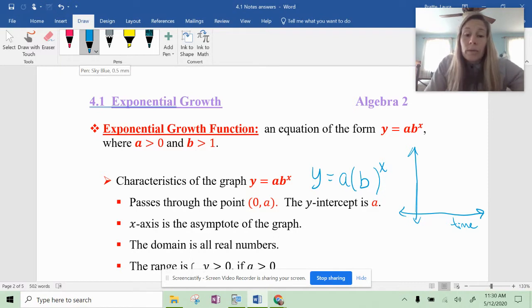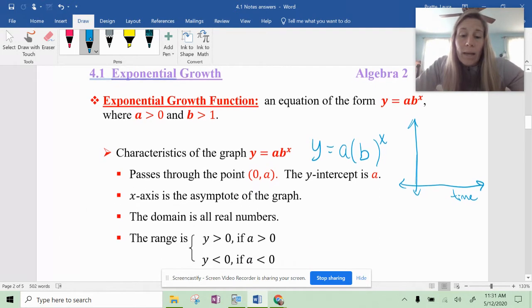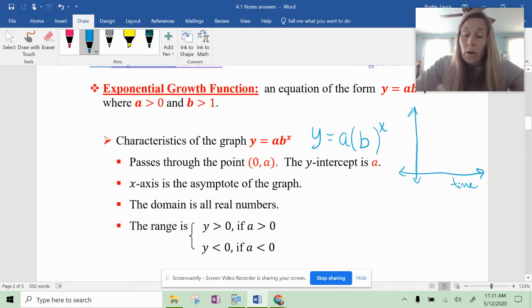The x-axis will be the asymptote of the graph. The domain is all real numbers, so you can input anything you want for x, so you can raise it to any power. And the range will be y is greater than 0 if a is a number greater than 0. And if you happen to have an a value that's less than 0, which we can do mathematically, but it won't necessarily represent a real life situation, it might be something more theoretical, then the y values would be less than 0. So we can still graph it with those numbers, and you'll see what that looks like, but it won't necessarily represent something tangible to us.